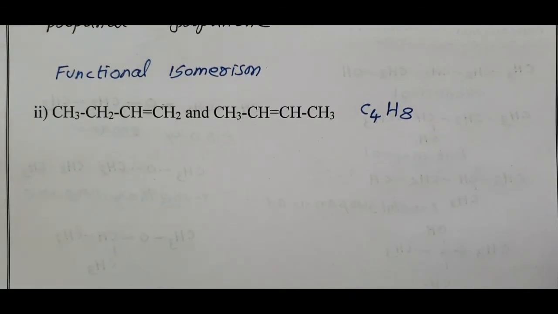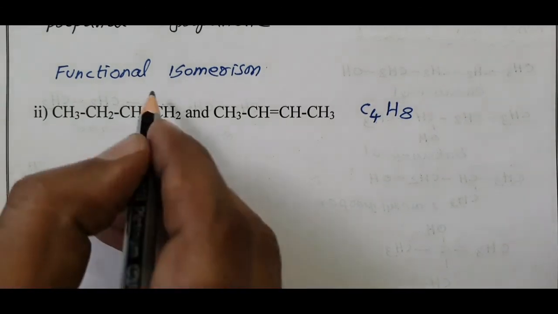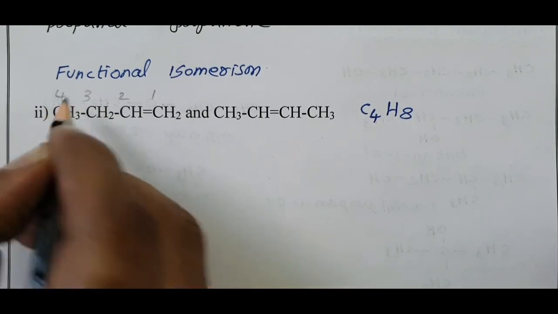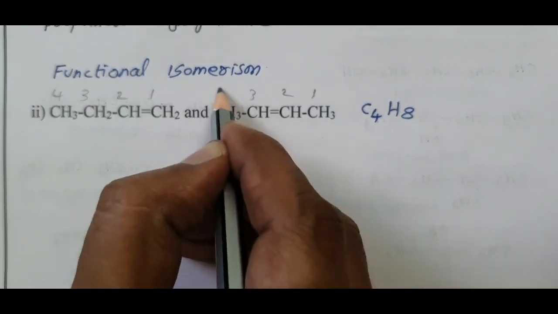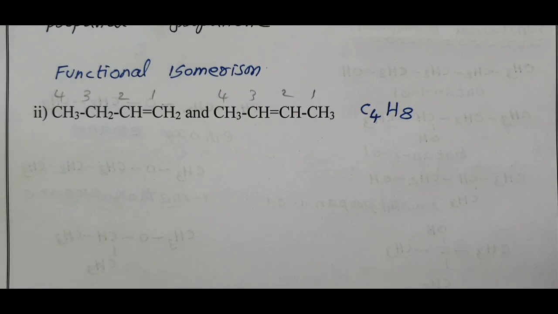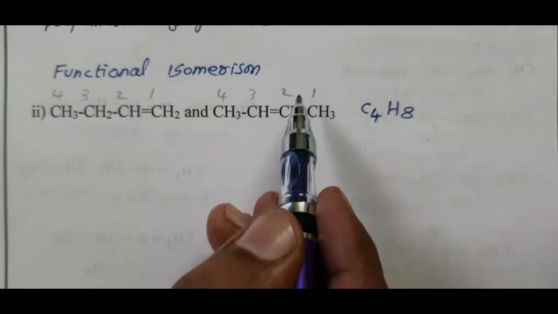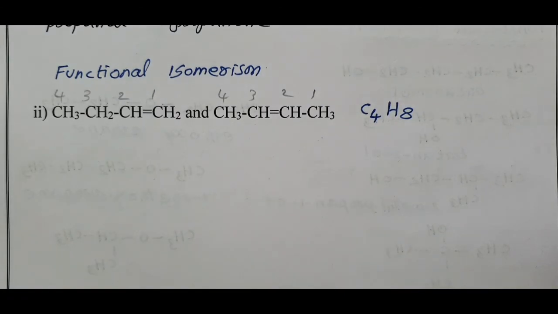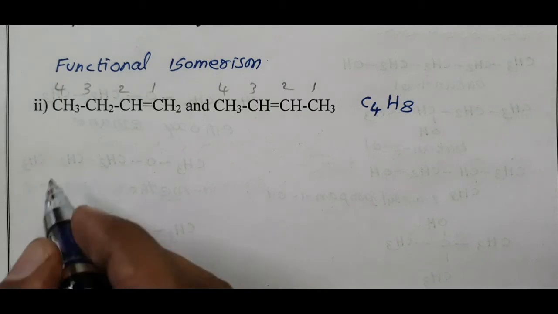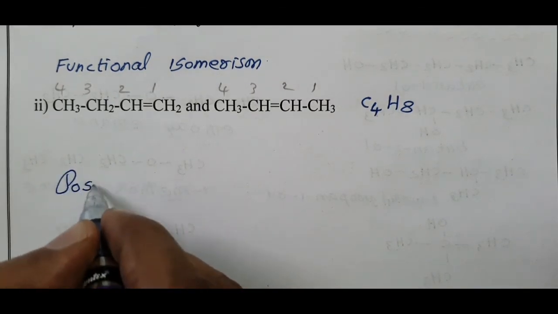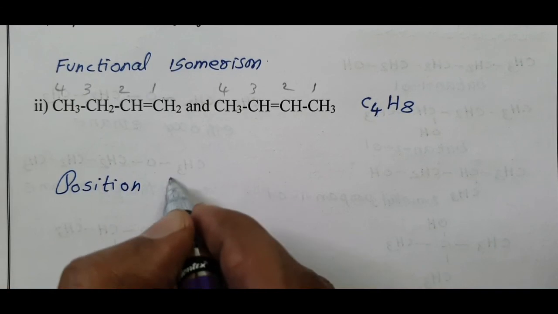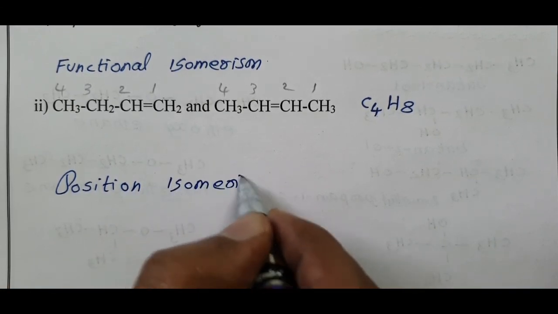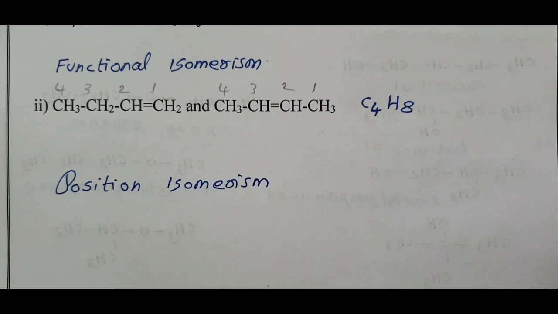Then the next compound. 4 carbon atoms, there is no functional group, but the change occurs only in the position of the double bond. 1, 2, 3, 4. Compounds having the same molecular formula, but the position of the double bond is different. In the first compound, the double bond is present in the first carbon atom; in the second, the double bond is present in the second carbon atom. Therefore, this is called position isomerism.